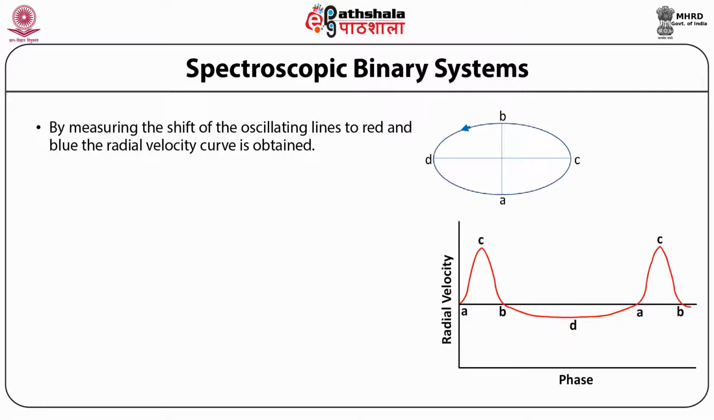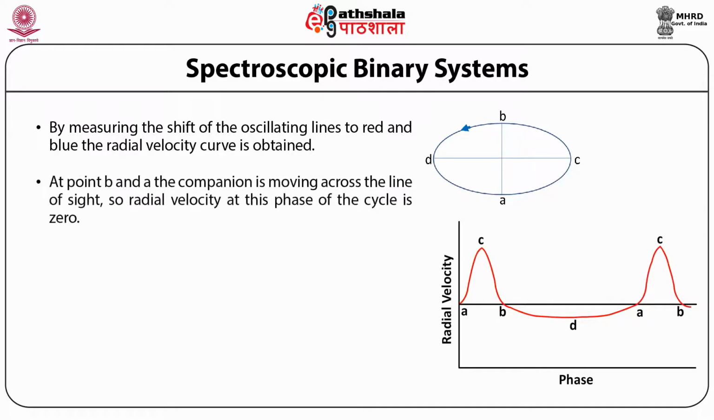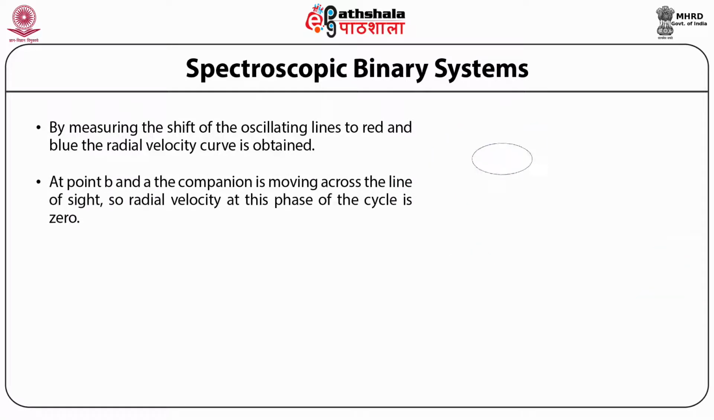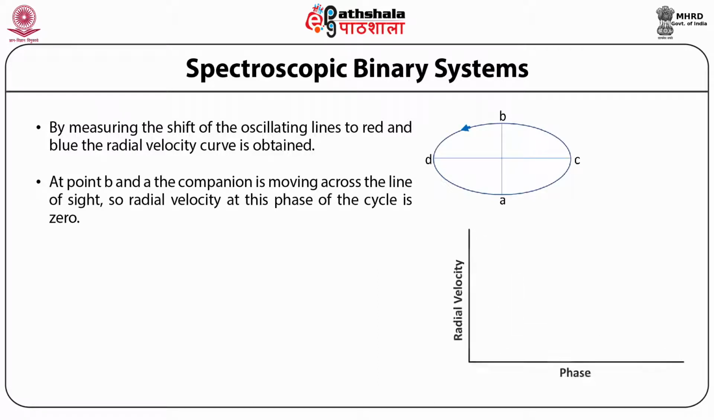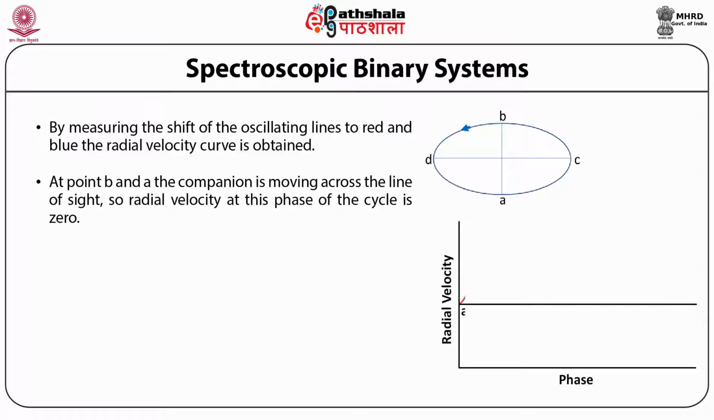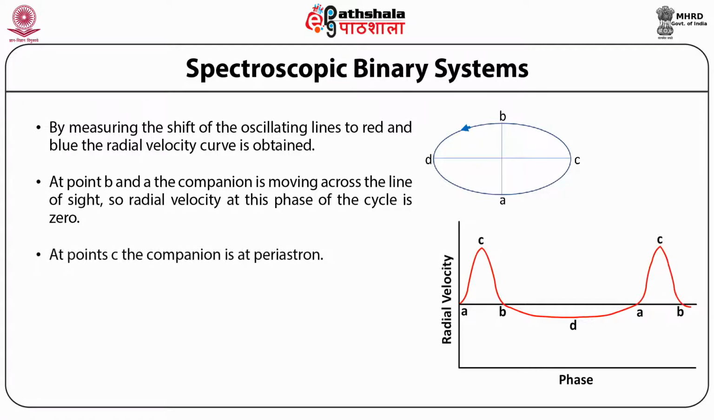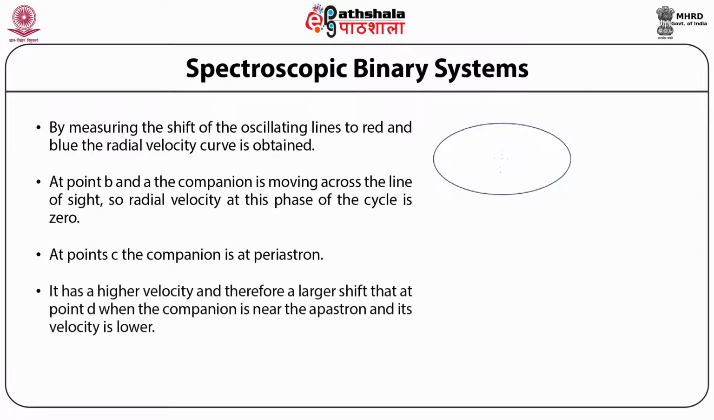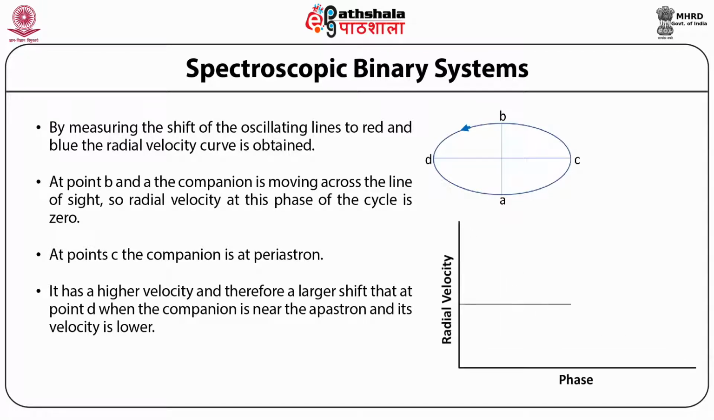So as students, you can see over here that at points B and A, the companion is moving across the line of sight. So radial velocity at this phase of the cycle is 0. Now at point C, the companion is at periastron and it has a higher velocity and therefore a larger shift, than at point D, when the companion is near the apastron and its velocity is lower.